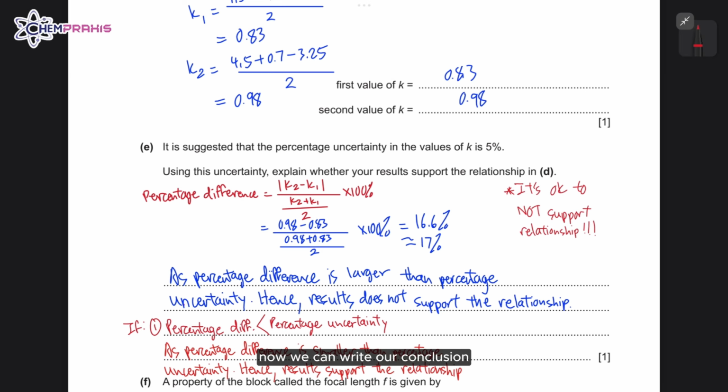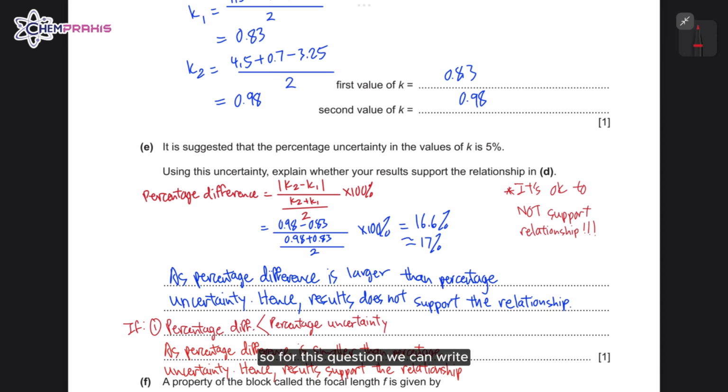Now we can write our conclusion. Remember, if your percentage difference is larger than your percentage uncertainty, then we do not support the relationship. If our percentage difference is smaller than our percentage uncertainty, then we support the relationship. Take note that it does not matter how large your percentage difference is, as long as it is larger than 0%. As long as you write the correct conclusions and calculations, you can get the full marks.